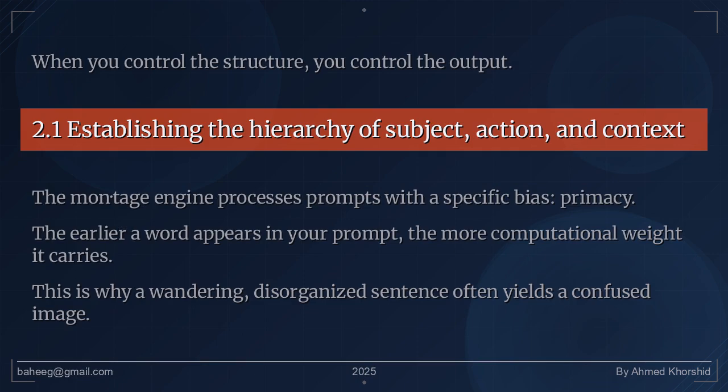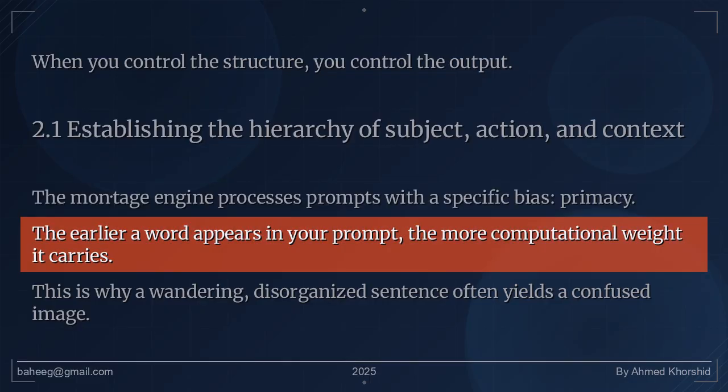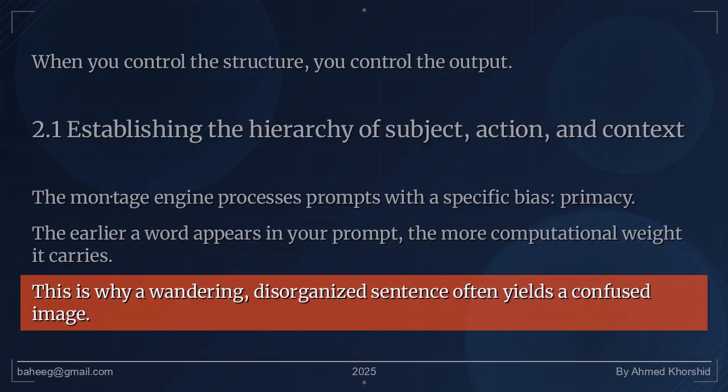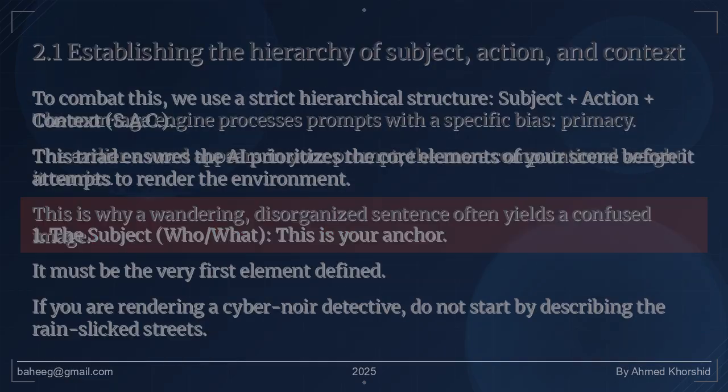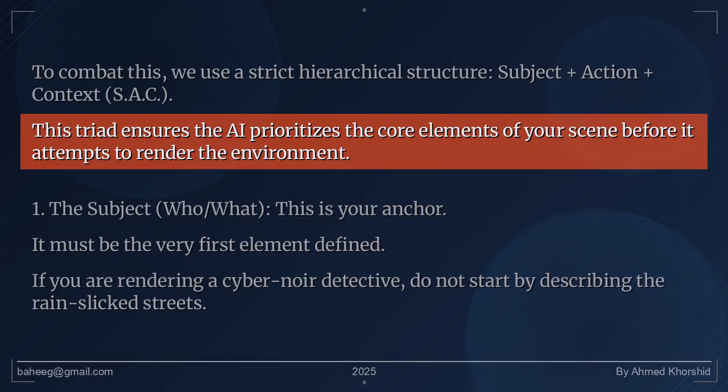2.1 Establishing the Hierarchy of Subject, Action, and Context. The engine processes prompts with a specific bias: primacy. The earlier a word appears in your prompt, the more computational weight it carries. This is why a wandering, disorganized sentence often yields a confused image. To combat this, we use a strict hierarchical structure: subject plus action plus context, S.A.C. This triad ensures the AI prioritizes the core elements of your scene before it attempts to render the environment.